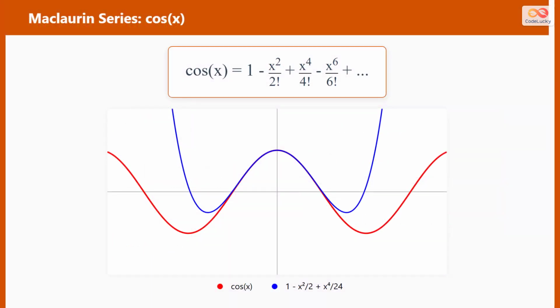For cosine, we are left with only the even powers of x. The series is 1 minus x squared over 2 factorial plus x to the fourth over 4 factorial, and so on. Again, the signs alternate between positive and negative. This series perfectly describes the symmetric shape of the cosine curve.